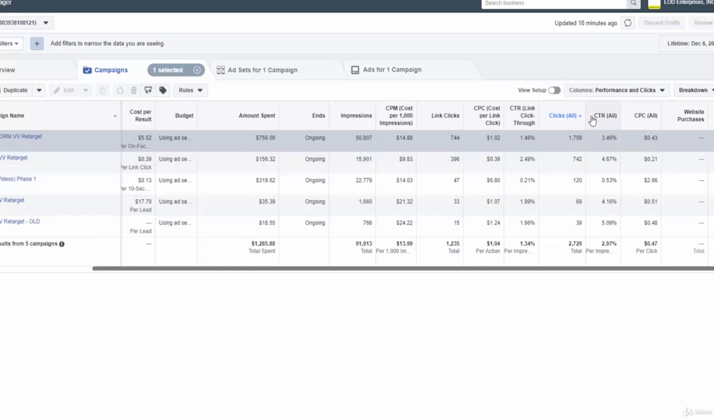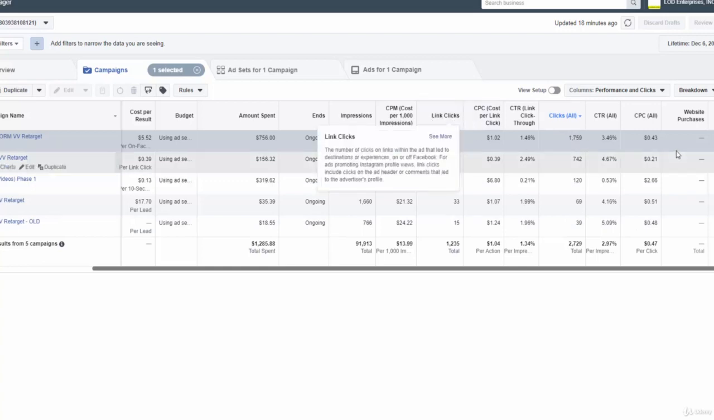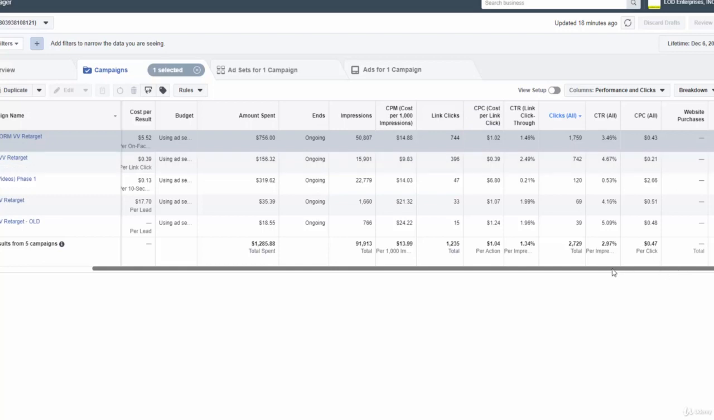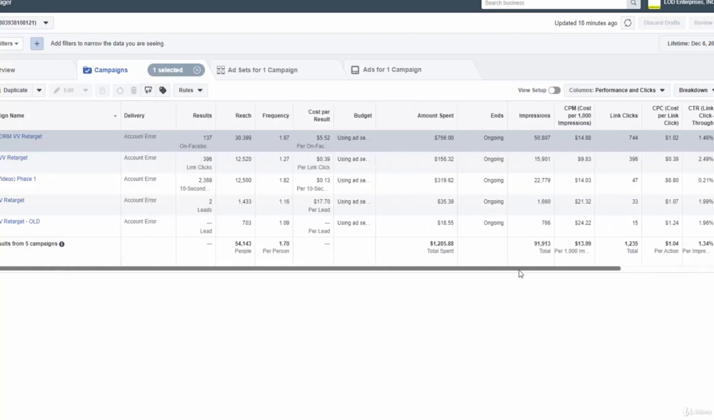Not the actual all and then all here, because this is going to tell us if somebody clicked somewhere on the ad but didn't actually go to the landing page. So you'll notice here that the clicks all is obviously a lot more than the actual clicks for the link clicks here. So this is the data here that you're going to want to make sure you're keeping track of.